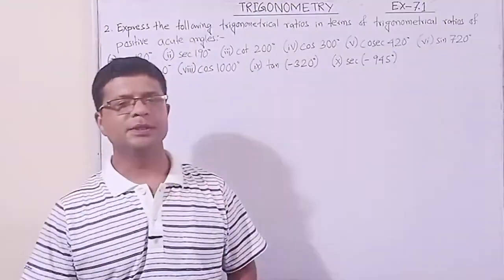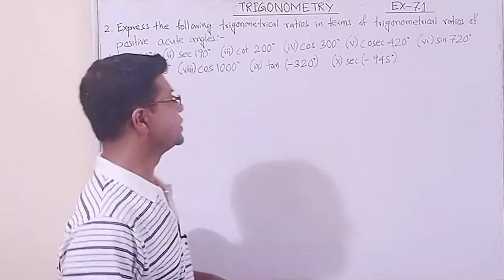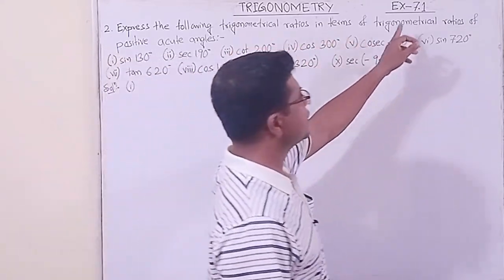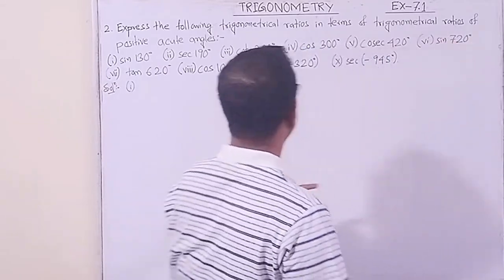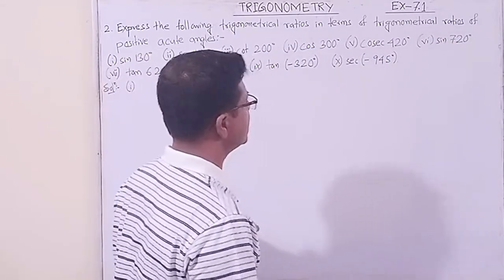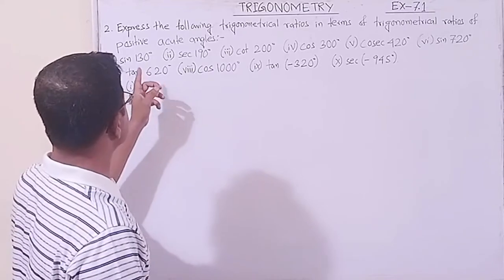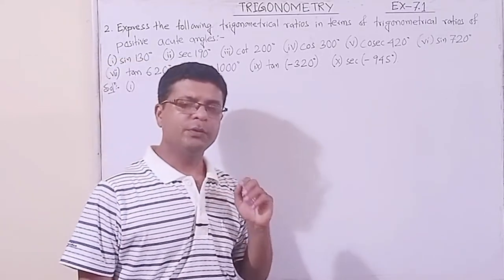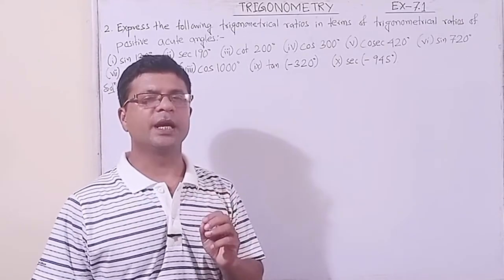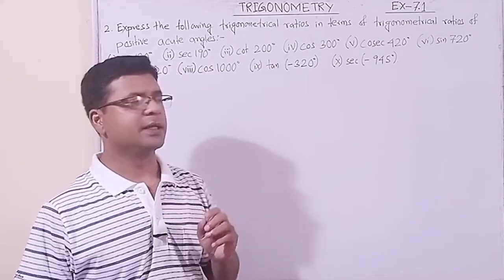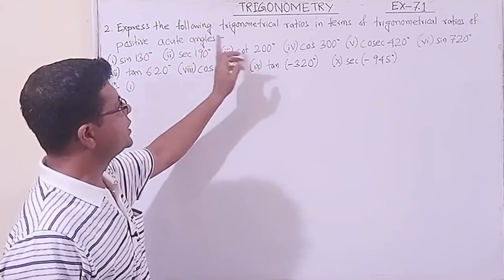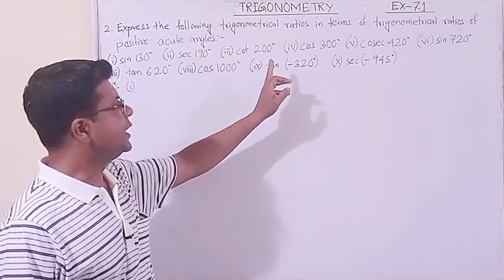Okay, now my beloved students, we have taken question number 2. Let us read the question. Express the following trigonometrical ratios in terms of trigonometrical ratios of positive acute angle. First of all, you can see in this question that each angle is not an acute angle. Do you know what an acute angle is? An acute angle is an angle less than 90 degree.